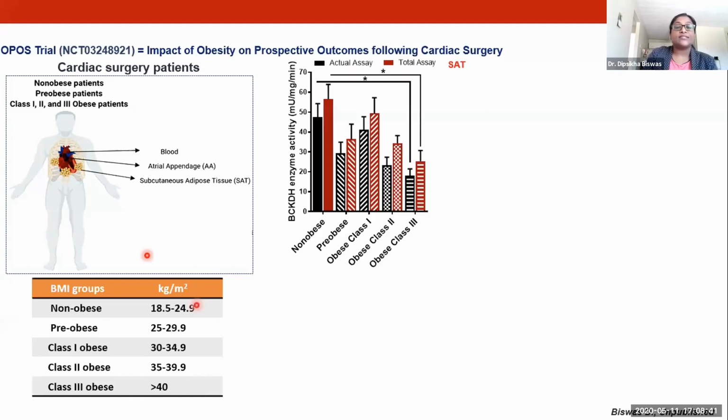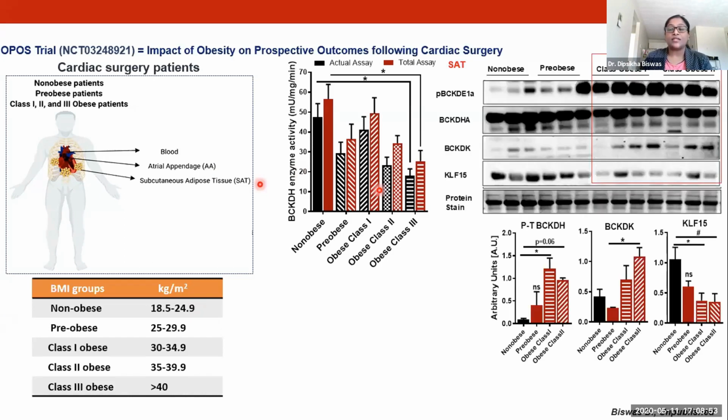We found that in the subcutaneous adipose tissue, the branched-chain keto acid dehydrogenase enzyme activity was significantly downregulated in the obese patients, and consistently we observed increased protein expression of the kinase BCKDK and a corresponding increase in the inactive phosphorylated BCKDH. The transcription factor KLF15 was also significantly reduced in the obese adipose tissue.